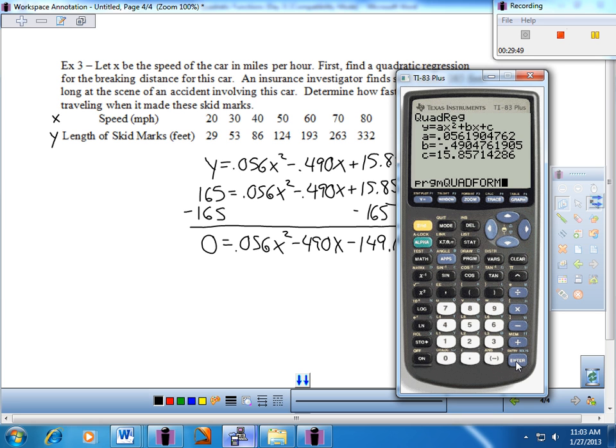So quadratic formula, let's do that program, guys. Get comfortable with that piece. A, 0.056. B, what's that, negative 0.49. And C, there we go. C is, there it is, negative 149.143.